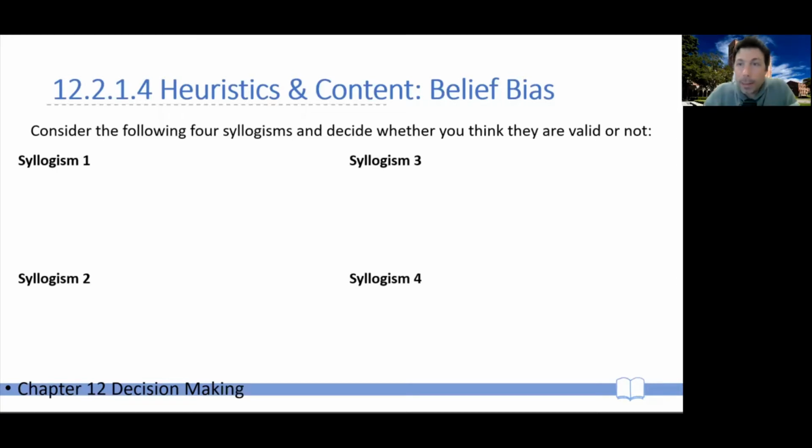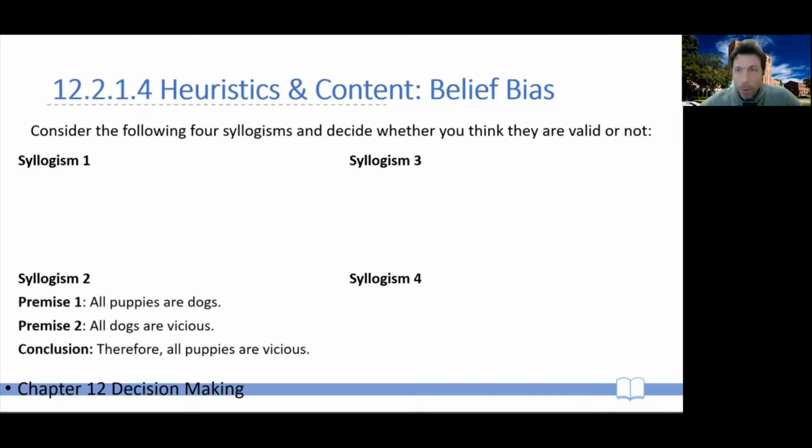In fact, let's try some deductions together. Let's start with syllogism number 2. Just try to answer it as quickly and as accurately as you can. Here we go. Premise 1, all puppies are dogs. Premise 2, all dogs are vicious. Does it follow, as a conclusion, that all puppies are vicious? Valid or invalid? And you can pause if you want more time.